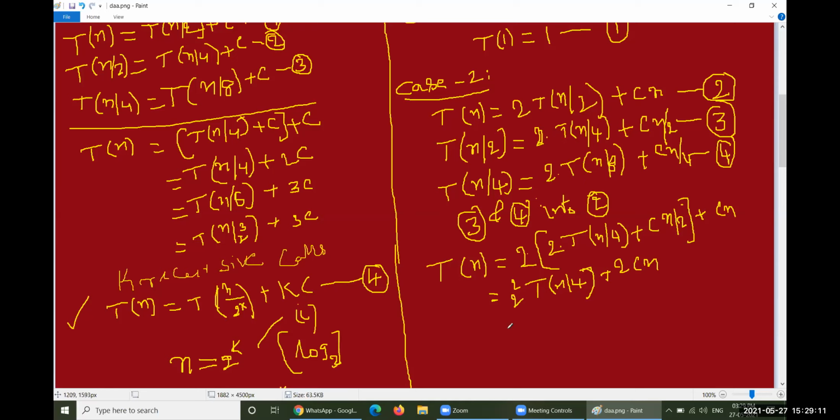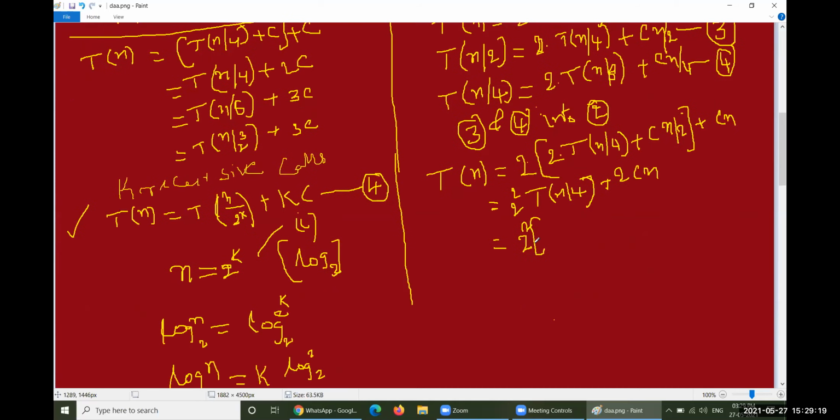Then substitute the value of T of n by 4. That could be equal to 2 square into 2 into T of n by 2 into T of n by 4, n by 4, plus Cn by 4, so plus Cn.